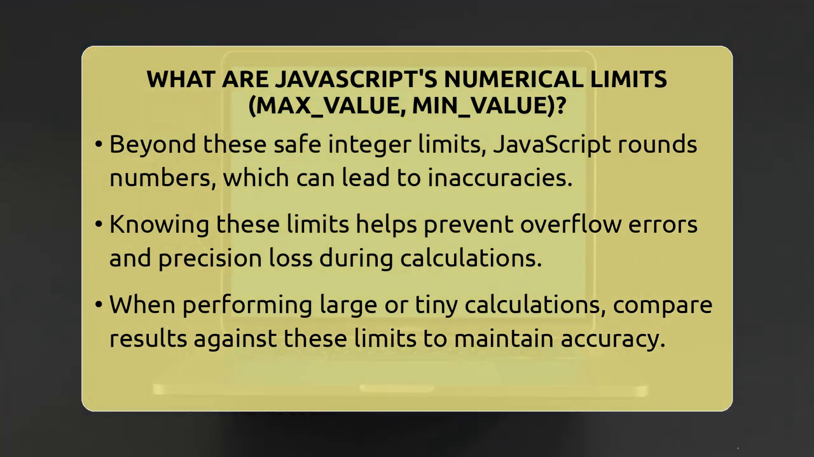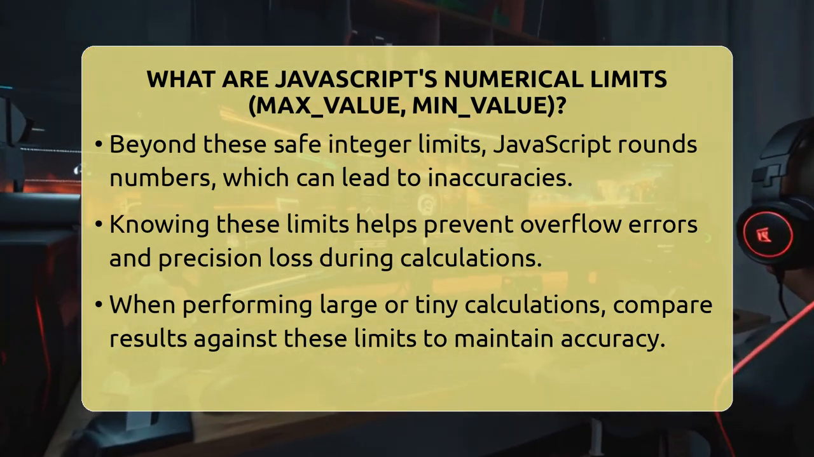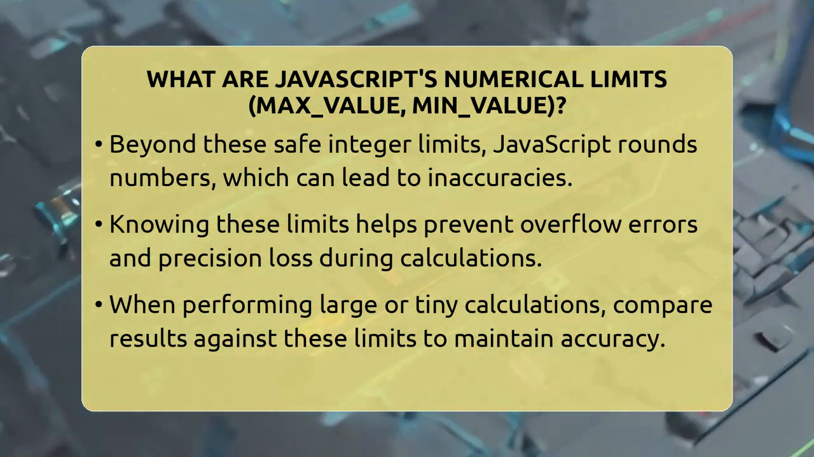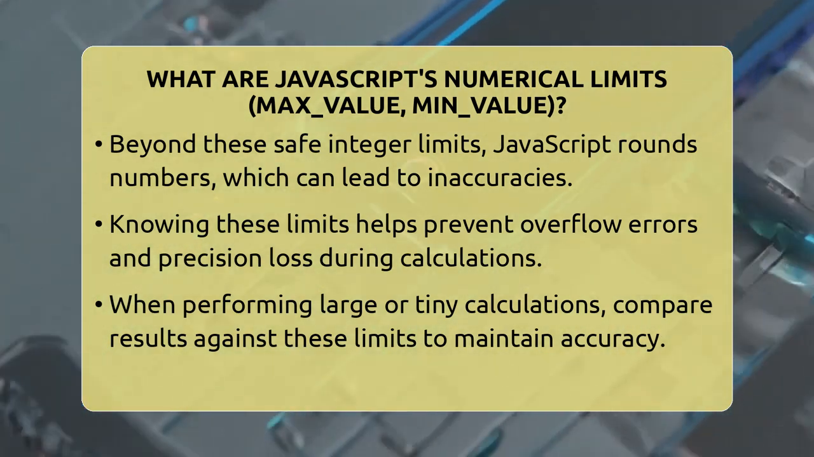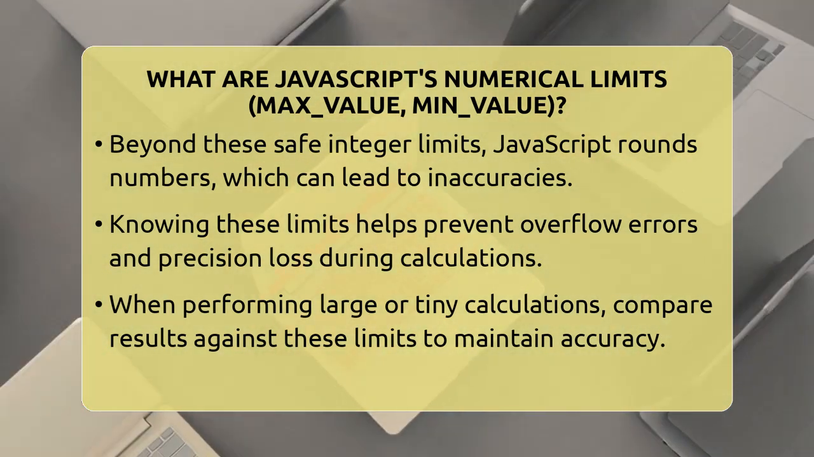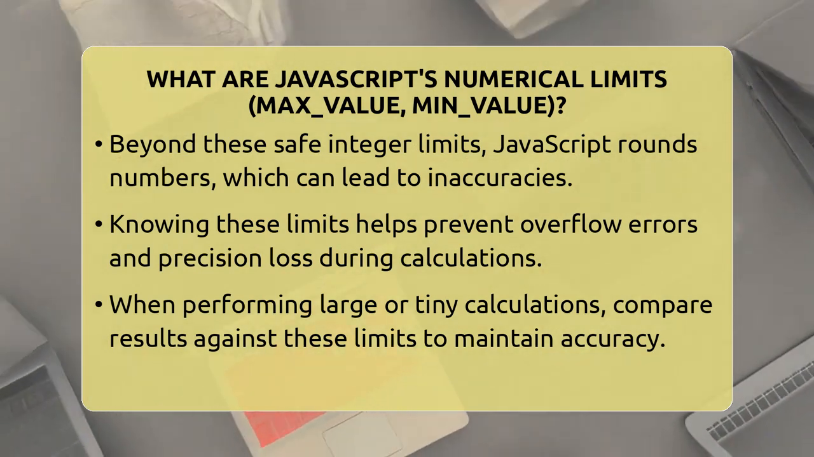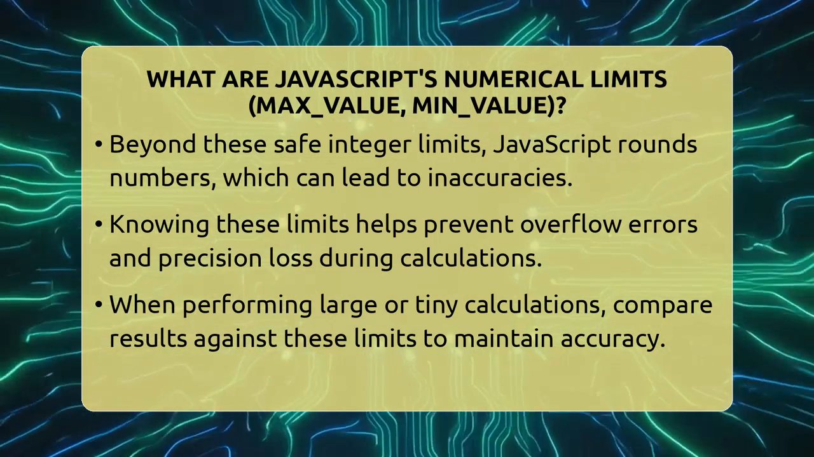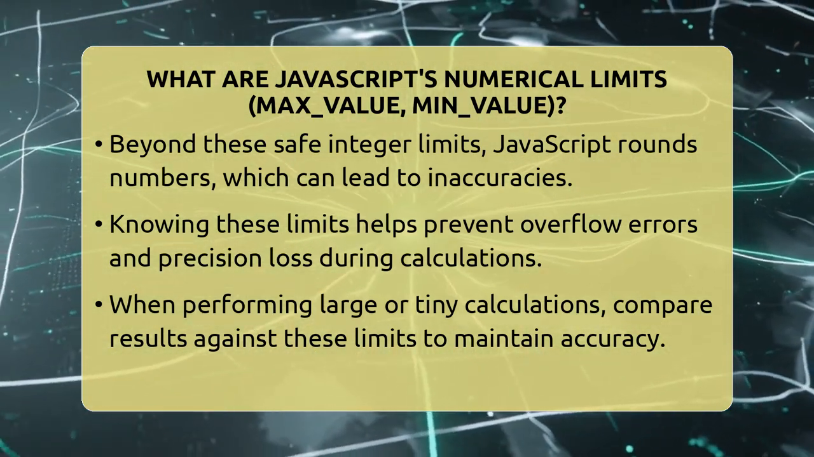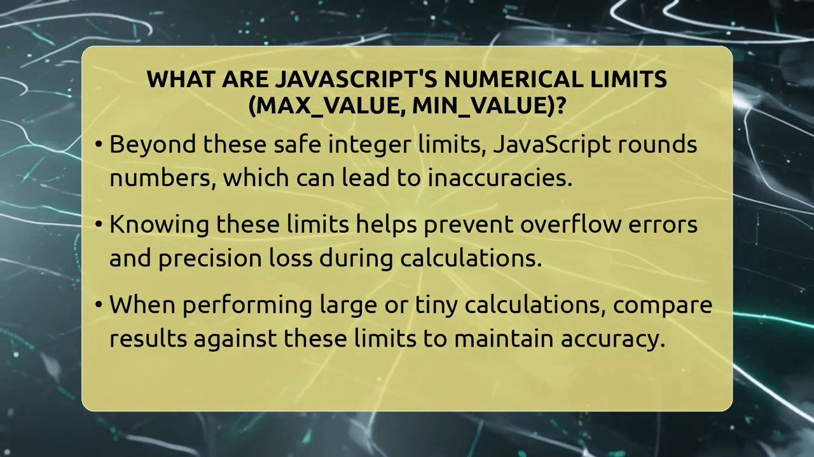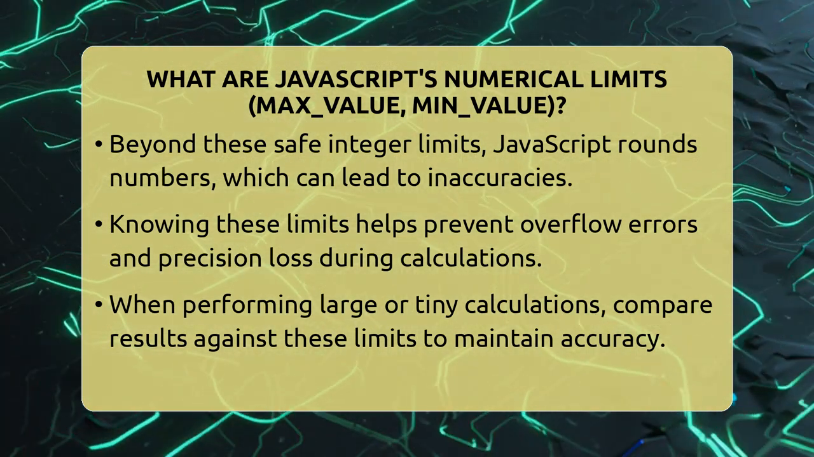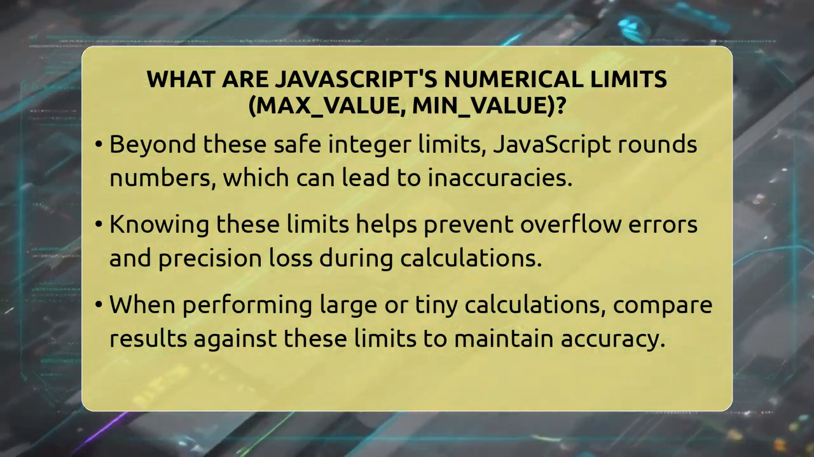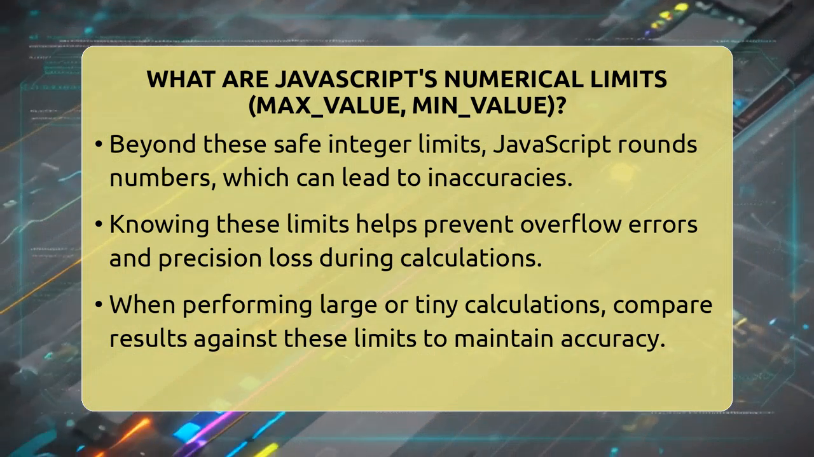There are also limits for integers that JavaScript can handle exactly. These are called Number.MAX_SAFE_INTEGER and Number.MIN_SAFE_INTEGER. The maximum safe integer is 9,007,199,254,740,991, and the minimum safe integer is negative 9,007,199,254,740,991. When numbers go beyond these, JavaScript can't keep the exact value.